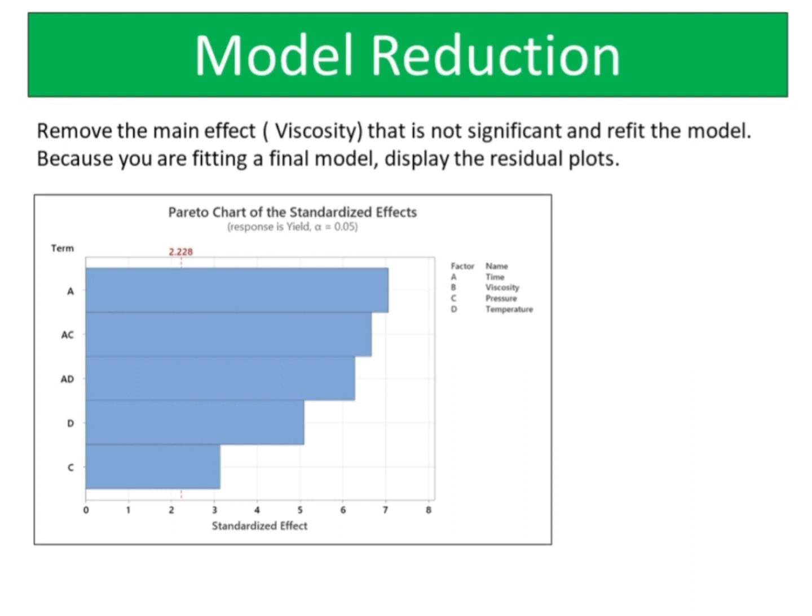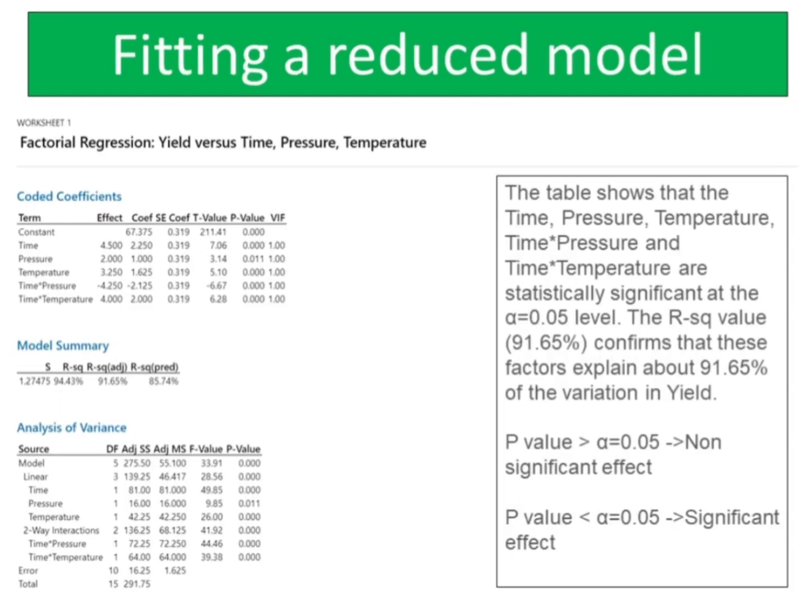Because you are fitting a final model, display the residual plots. The table shows that time, pressure, temperature, the interaction between time and pressure, and the interaction between time and temperature are statistically significant at the alpha equals 0.05 level. The R-square value, 91.65%, confirms that these factors explain about 91.65% of the variation in yield.